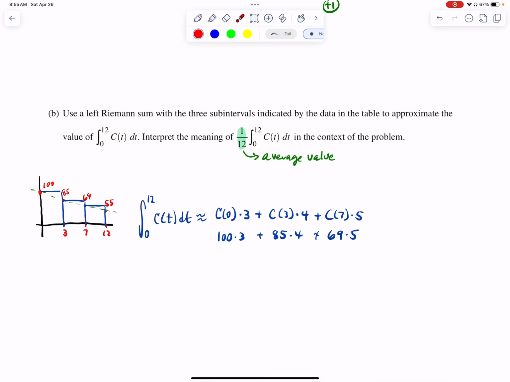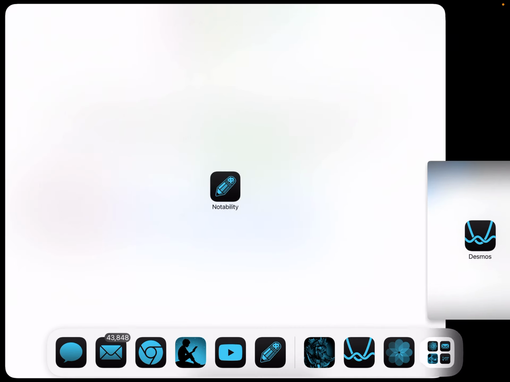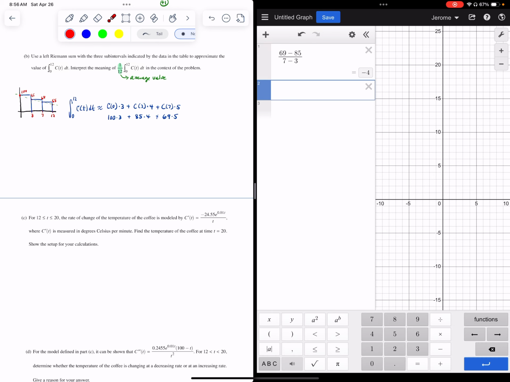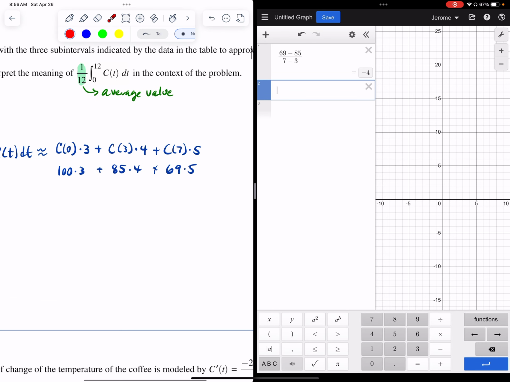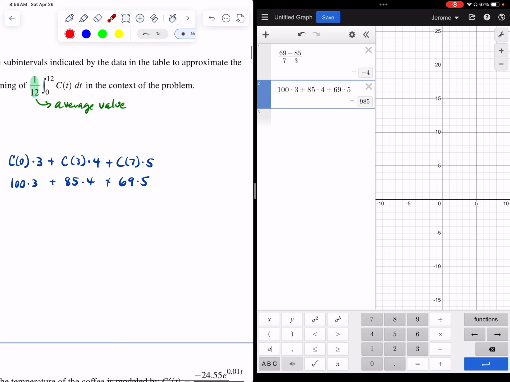Come on, Desmos, cooperate. There you go. All right, so this next line here, we've got 100 times 3 plus 85 times 4 plus 69 times 5. So we have 985. Write it with a pen. There you go.